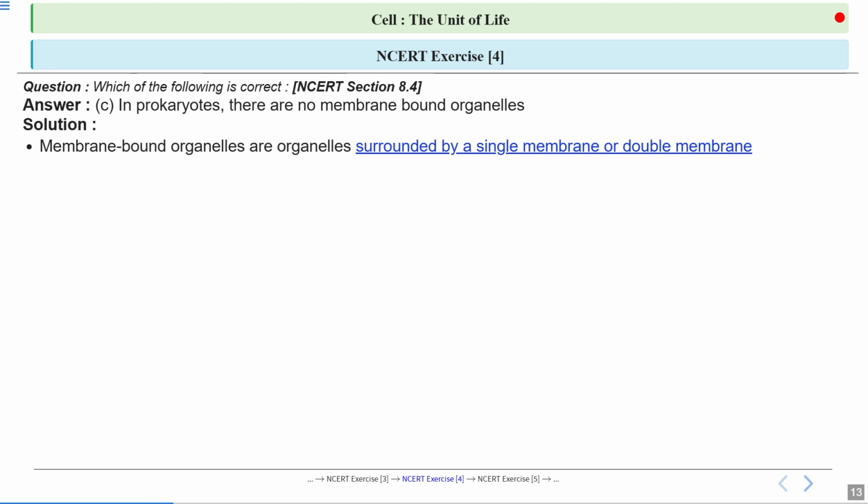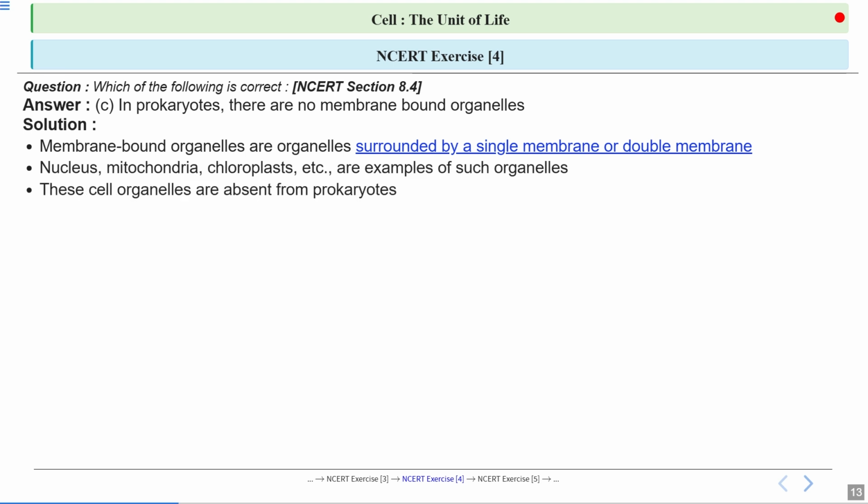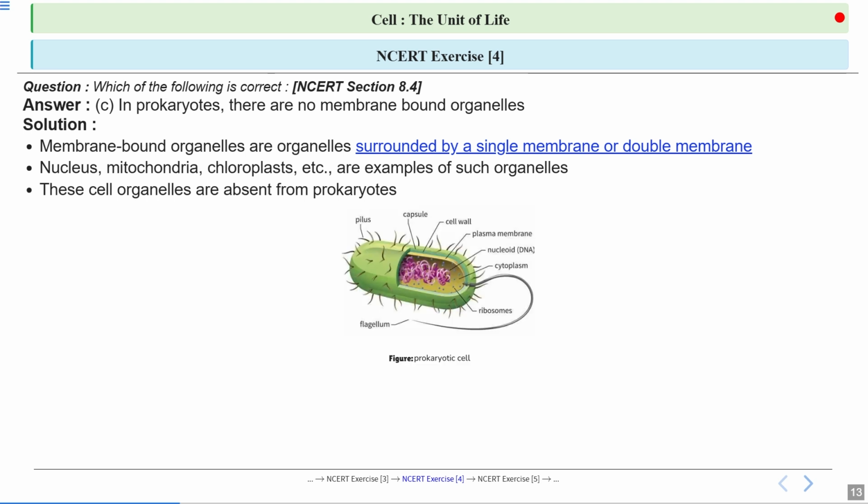Membrane-bound organelles are surrounded by a membrane. Like in eukaryotes, you have organelles. Most of the organelles are surrounded by double membranes, but there are some organelles which are surrounded by only a single membrane. Nucleus, mitochondria, chloroplast are some examples of such organelles. These membrane-bound organelles are absent from the prokaryote.